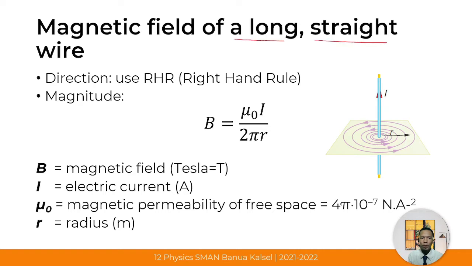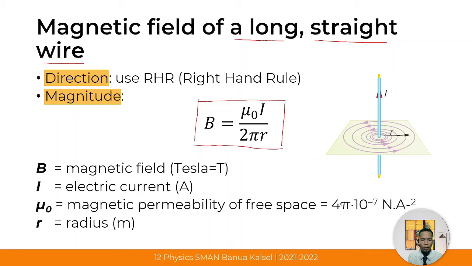Long straight wire. So, on the first one, we will discuss about the direction. The direction, we will use the right hand rule, means that from here, easily we can use our finger and our thumb. The thumb will be the electric current, the forefinger will be the direction of the magnetic field. And then the second one, we will discuss about the magnitude. The magnitude for this long straight wire will be B equals mu 0 I per 2 pi R.